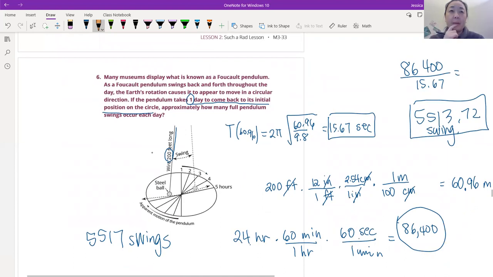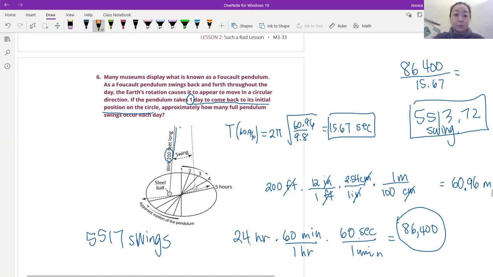Yes. So here is the one. We couldn't go over this in one of my classes, but so many museums display what is known as a Foucault pendulum, which is exactly the pendulum here. That is a Foucault pendulum. As a Foucault pendulum swings back and forth throughout the day, the Earth's rotation causes it to appear to move in a circular direction. So literally the pendulum is not shifting; it just keeps moving like this, right? But what's moving is the earth.